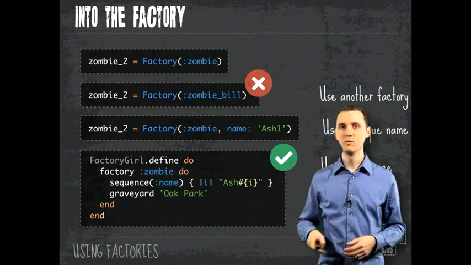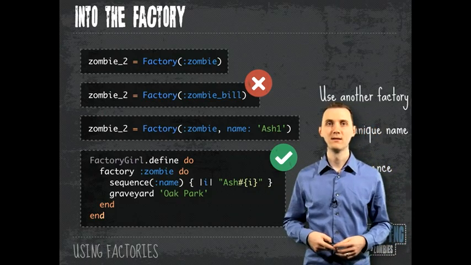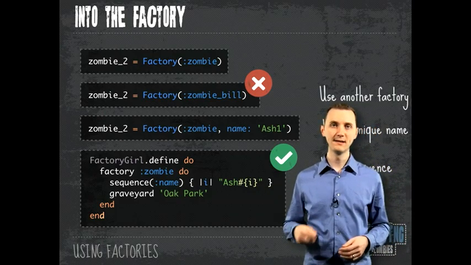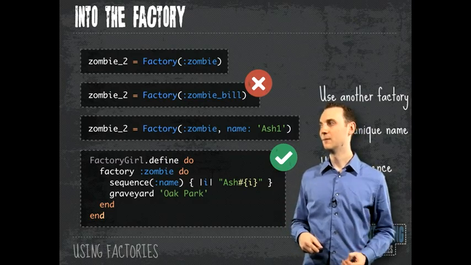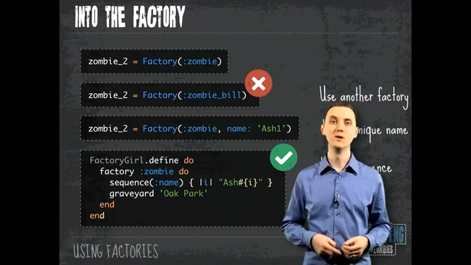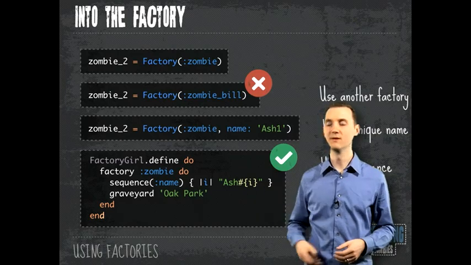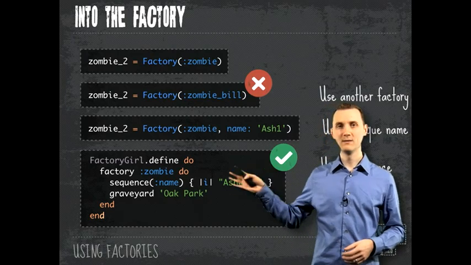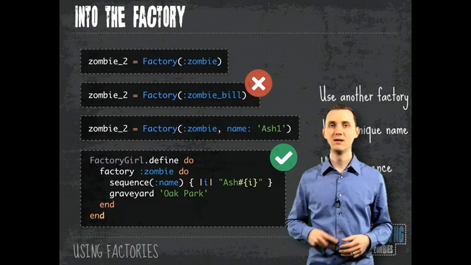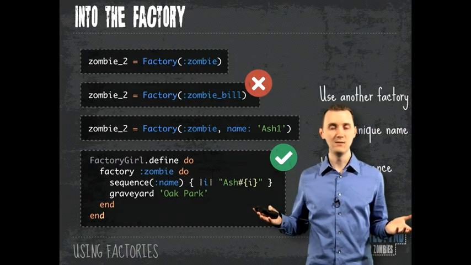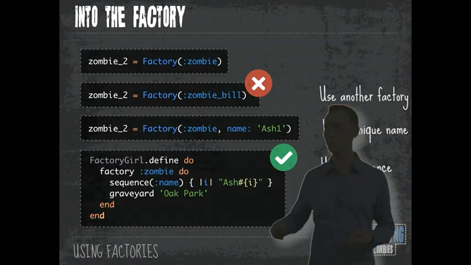The block takes one argument, which is a numeric, and that block represents the number of times that sequence has been called. So if I call the zombie factory 1 time, that'll be a number 1. If I call it 5 times, it'll be a number 5, 10 times 10. So in this case, I'm just taking that numeric and applying it directly to the string. So I'm guaranteed a unique name, ash1, ash2, ash3.